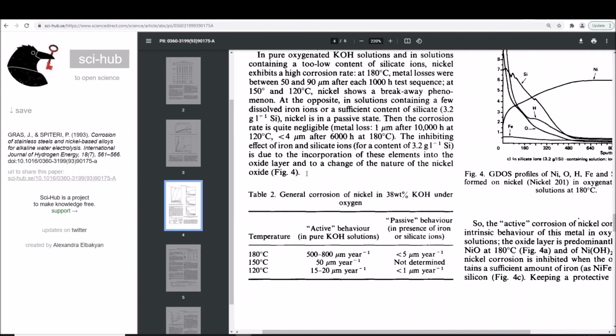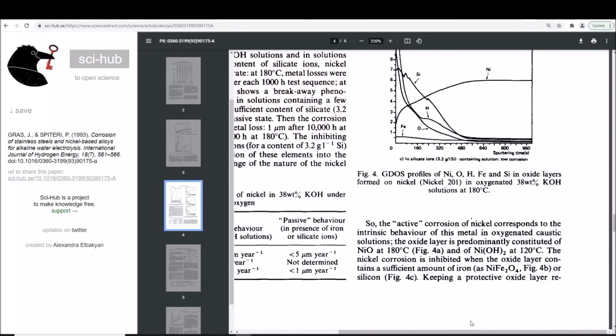So the inhibiting effect of the iron and silicate ions is due to the incorporation of these elements into the oxide layer and to a change of the nature of the nickel oxide. The oxide layer is predominantly NiO and nickel hydroxide. The nickel corrosion is inhibited when the oxide layer contains a sufficient amount of iron.